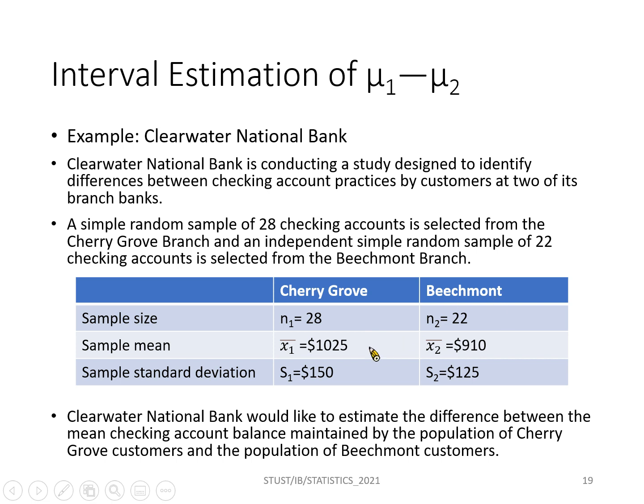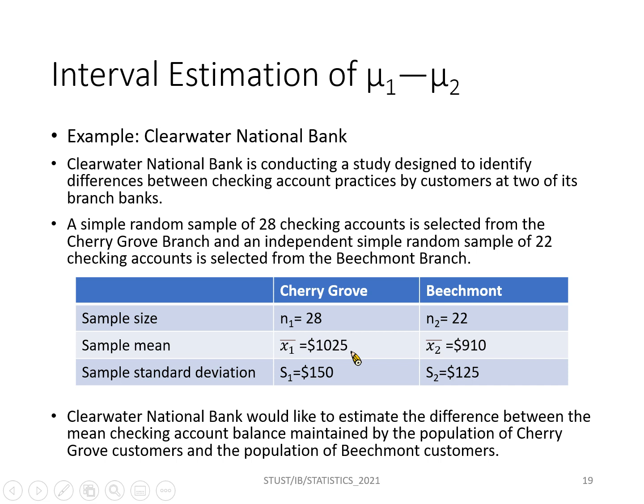And the sample mean of the checking account balance for the customers in Cherry Grove is $1,025, and for Beachmont the sample mean is $910. The standard deviations for the two branches are also different: one is 150, the other is 125. So we would like to estimate the difference between the mean of the checking accounts for those two branch banks. When I ask you what's the difference between them, you may directly think, yes, we can just subtract the means of the two banks.